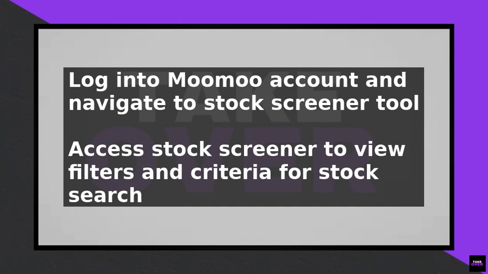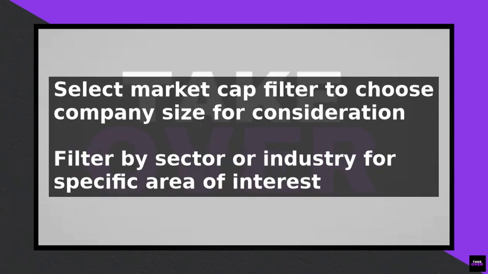First, consider what type of stocks you are looking for. Are you interested in large cap, mid cap, or small cap stocks? You can select the market cap filter to choose the size of the companies you want to consider. You can also filter by sector or industry if you have a specific area of interest.